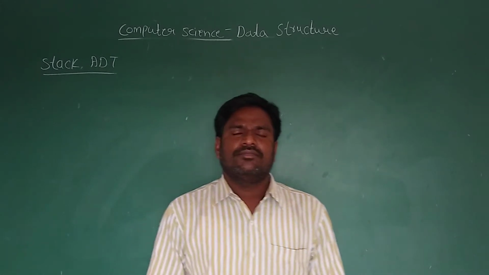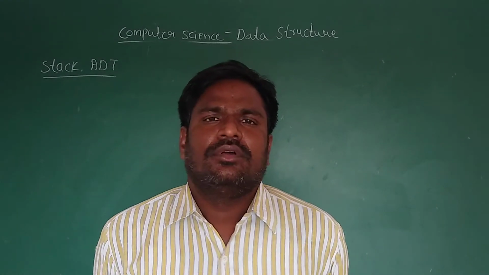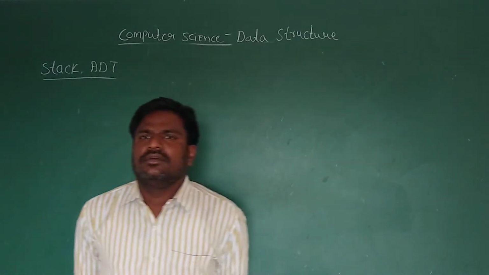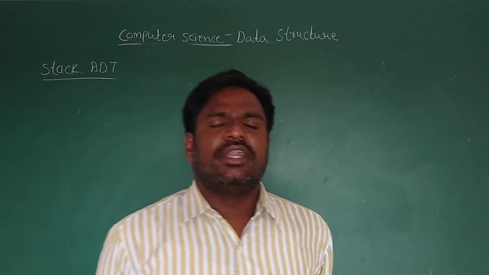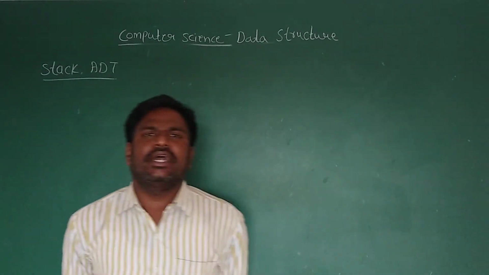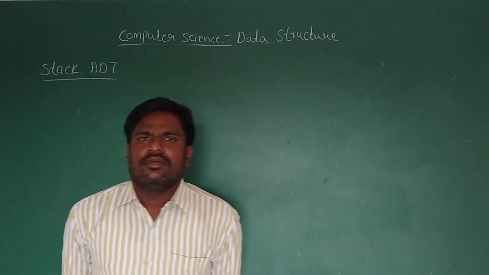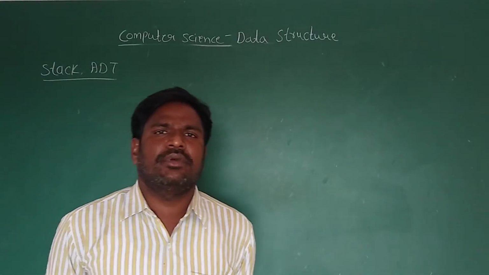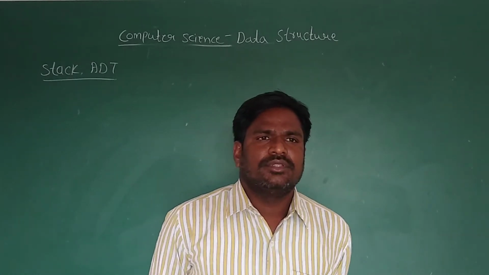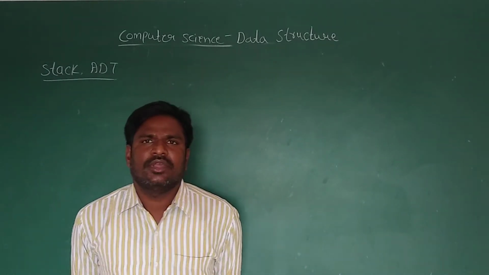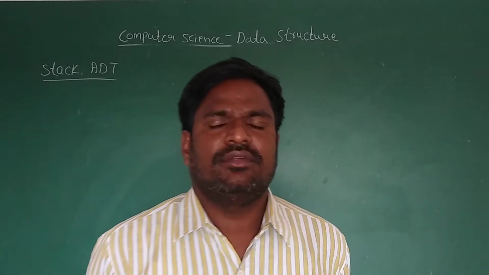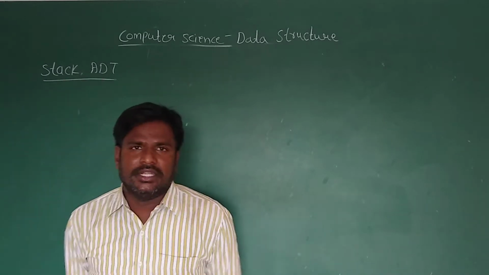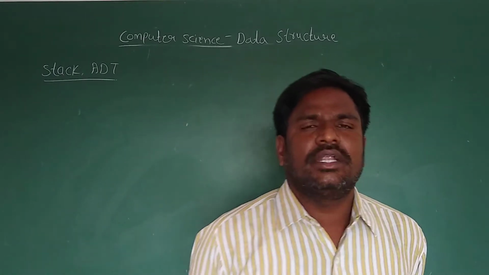In the previous video, we discussed the stack representation of arrays. In that, we studied that we can represent a stack using a one-dimensional array. When you declare a one-dimensional array, the size is the maximum number of elements in that stack. The index starts from 0 and ends with size minus 1. And we also studied stack ADT. ADT means abstract data type.